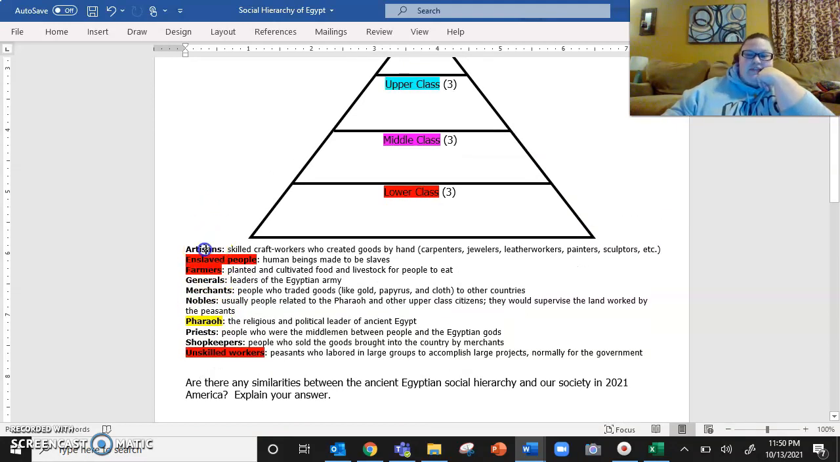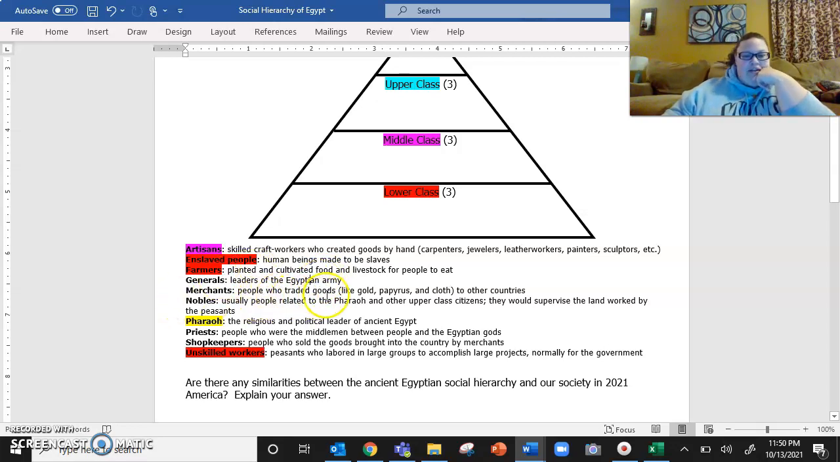Artisans. Artisans literally says created goods. They created goods by hand. So artisans were part of the middle class. Okay, ran businesses or made goods. Generals were leaders of the army, so it's not them.